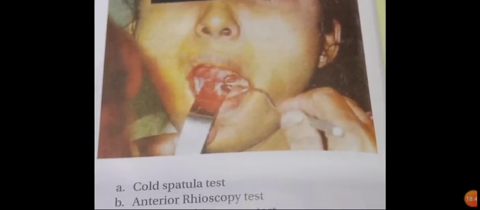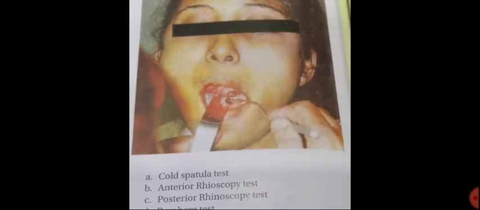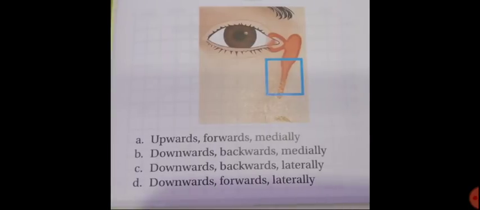What you can see is the posterior end of the inferior turbinate, discharge if there is any in the choana, any mass in the choana, atresia or choanal polyp. You can see the choana examination, that is the examination of the posterior part of the nasal cavity, with this posterior rhinoscopy test. Now in this diagram they want to ask the direction of the nasolacrimal duct.